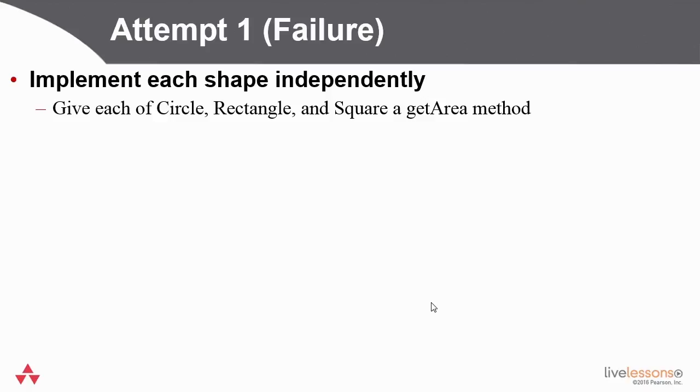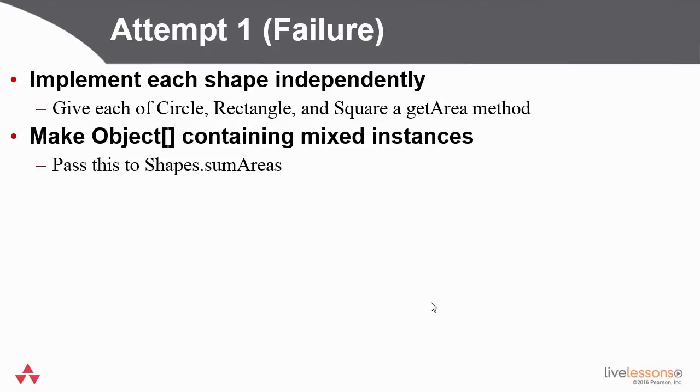In this approach, we make circle, rectangle, and square classes that are all independent of each other. However, each one of these classes has a method called getArea. Then we make an array that's going to contain all three. Well, how can you make an array that you can put more than one type into? Answer, you use the parent type.